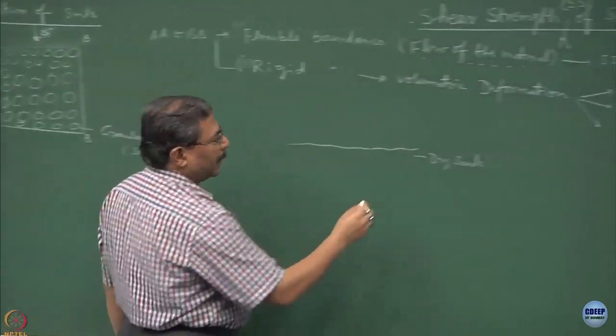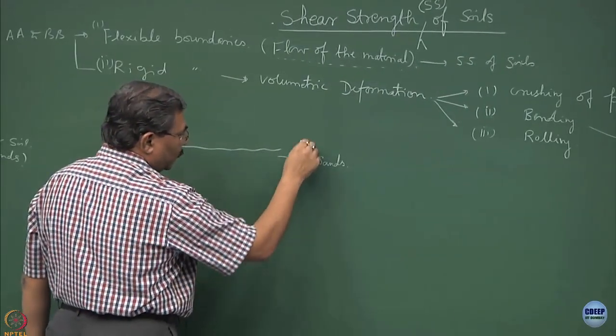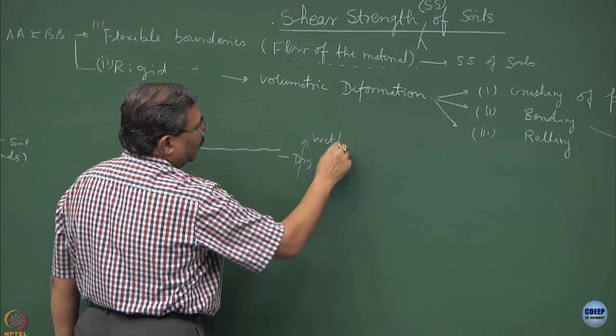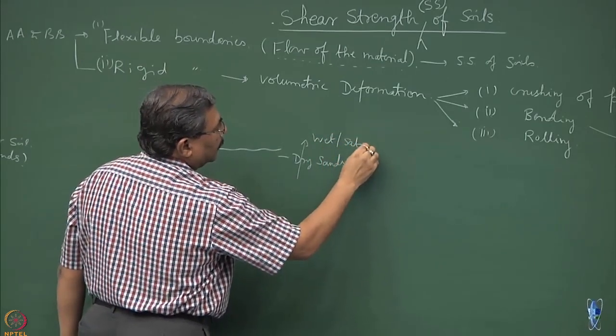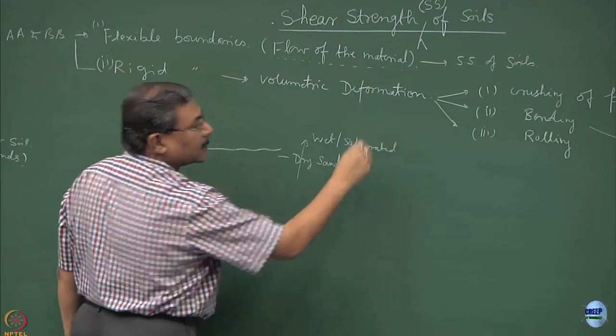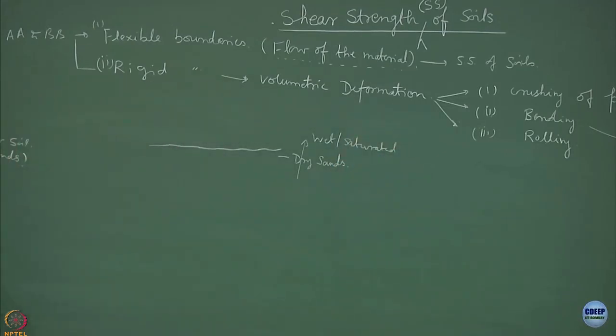Now, the moment this dry sand gets converted to wet or saturated sand, what happens? The system acquires strength and you can drive vehicles. You must have seen on beaches, is it not? They can drive a car also. What has happened?